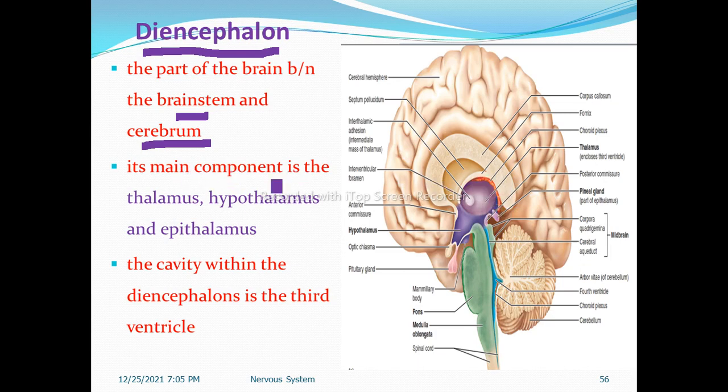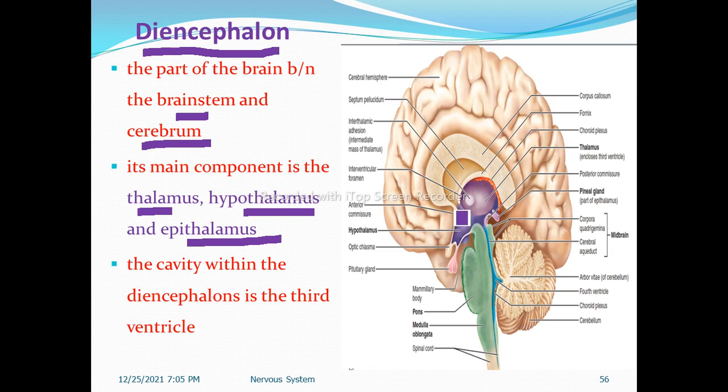The main components of diencephalon are thalamus 1, hypothalamus 2, epithalamus 3. So this area is thalamus. This dot is interthalamic adhesion. This is hypothalamus. So this area is known as epithalamus. So this is pineal gland, a part of the epithalamus.